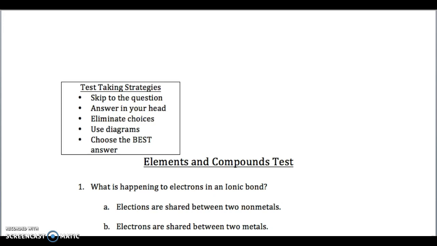And also, skip the question if you don't understand it. Go to the next one. Do not get stuck on one question. Do not get confused just by one and get down and out because of it.